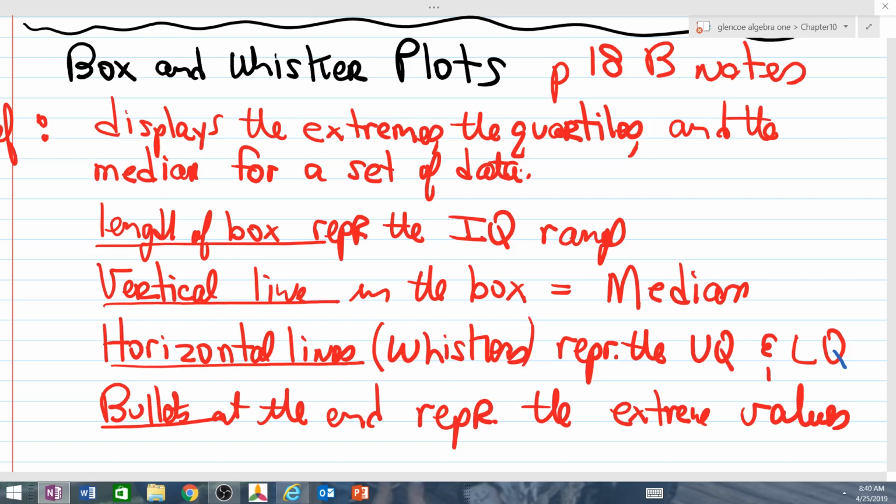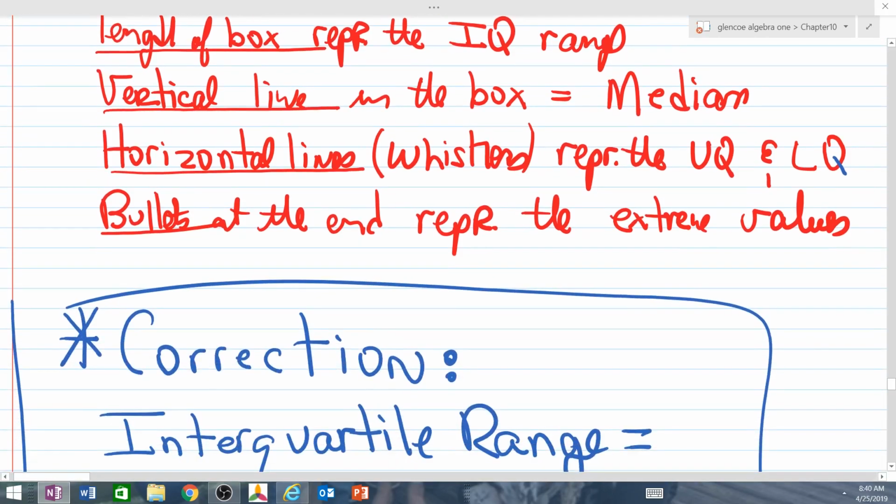Again, this is a term that maybe you have seen a box and whisker plot before. Some people have and some people haven't. And they call it, looks like the whiskers on a cat. Kind of a weird name. Again, all of that is in your notes.